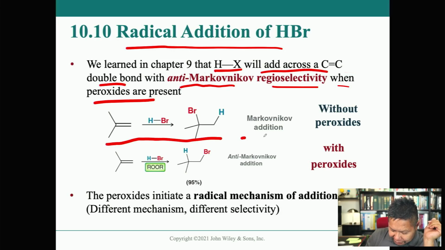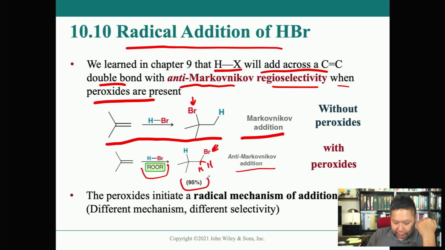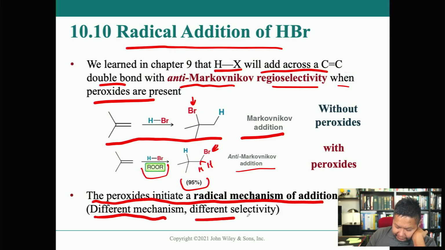Okay, we have Markovnikov addition here, and here the halide, the bromine, in a Markovnikov addition is adding itself to the side that has the most substitution. But then in an anti-Markovnikov addition, in the presence of peroxides, it actually adds itself over on the side that has the least amount of substitution, right? There are more hydrogens there. 95% of the time it will be that product when there are peroxides present. So the peroxides initiate a radical mechanism of addition, right? Different mechanism, different selectivity, and that's why anti-Markovnikov is this way.